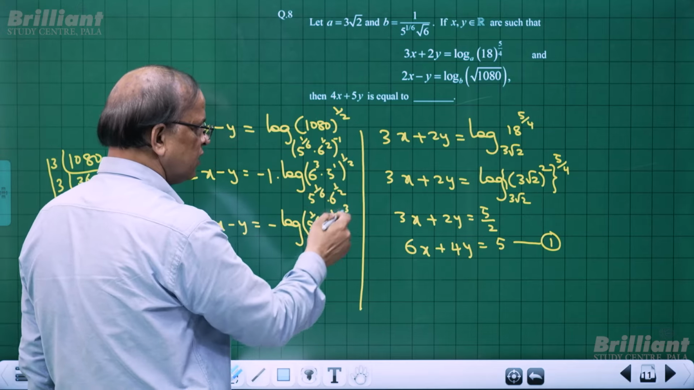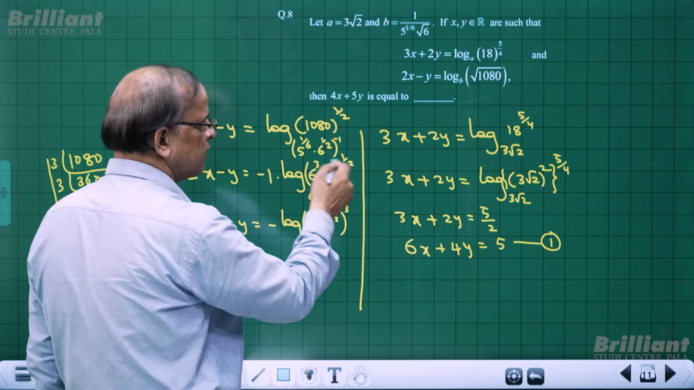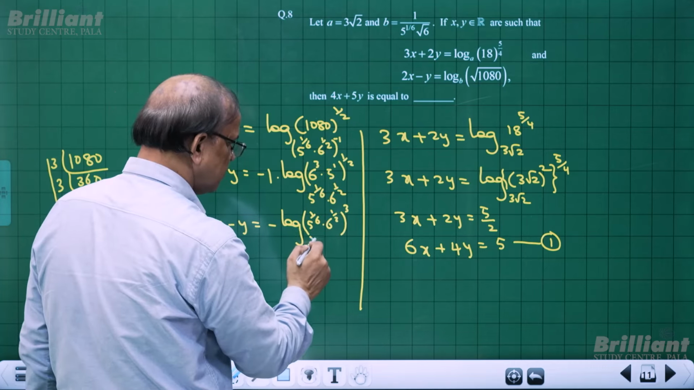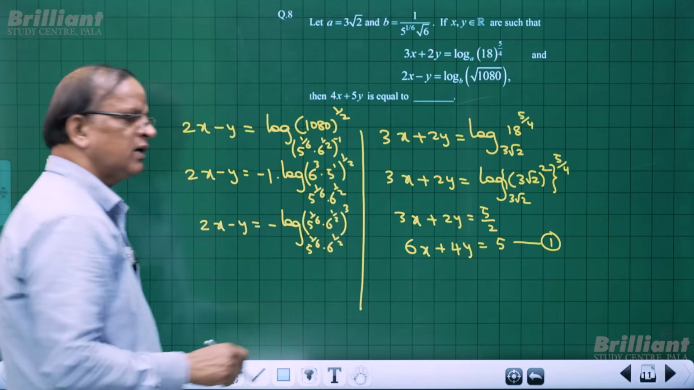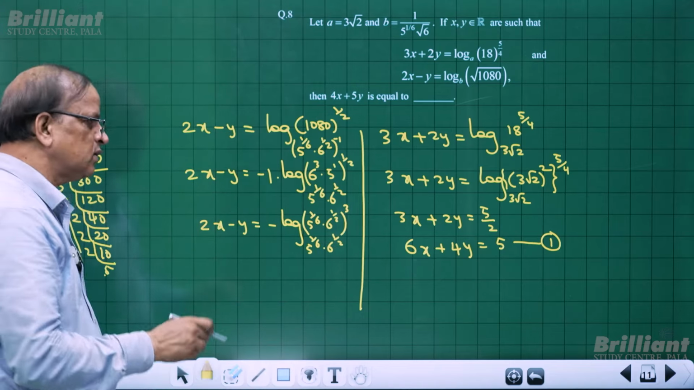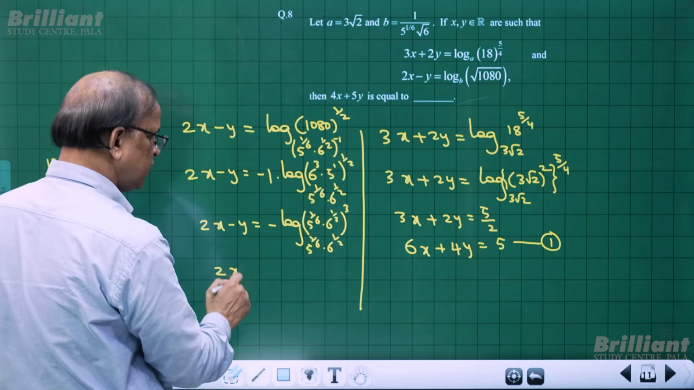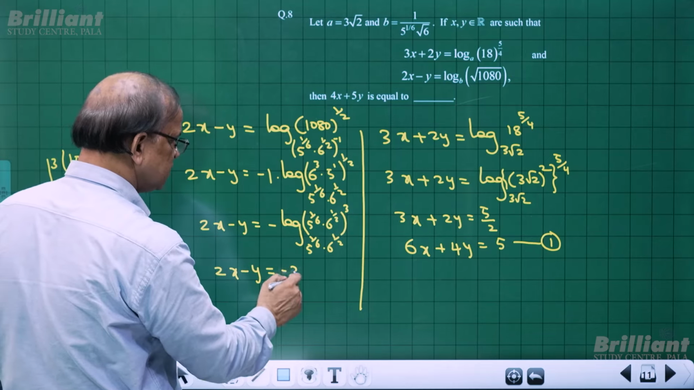So, 5 power half and 6 power 3 by 2. So, 5 power 1 by 6 into 6 power half. So, again 3 will come down. So, that is minus 3. So, 2x minus y is equal to minus 3.